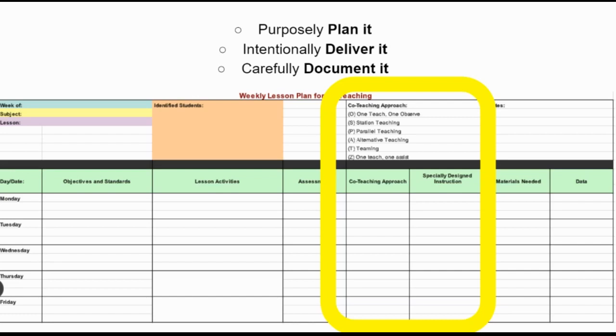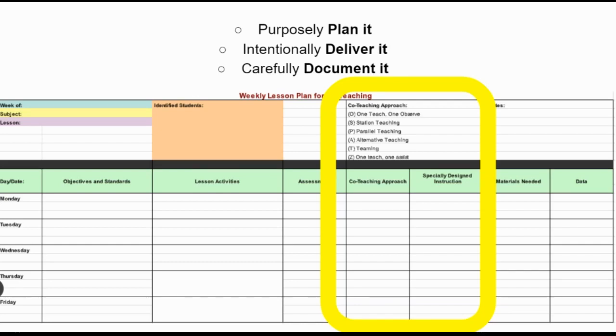Do they have it listed, the specially designed instruction that is going to happen, so that when a general education teacher is working with a group of students and a special education teacher is working with a group of students, we know exactly the specially designed instruction that is going on? Is it initially being implemented, or are they both utilizing it to support other students as well?